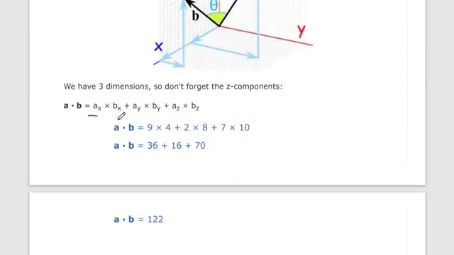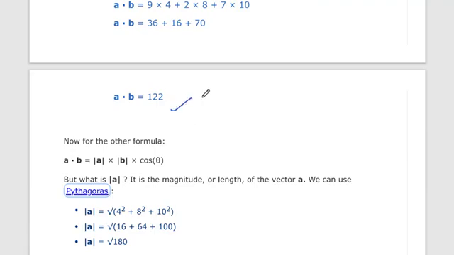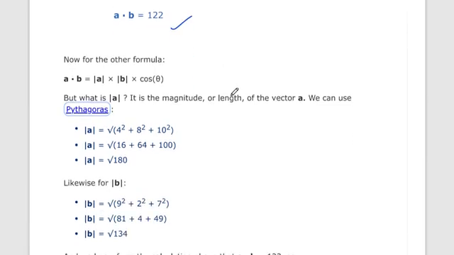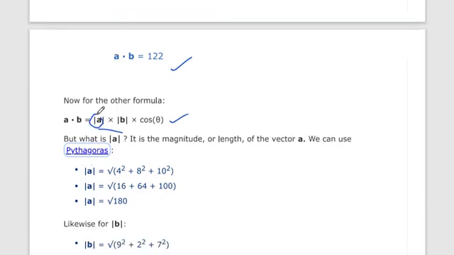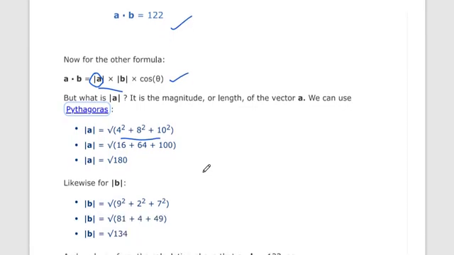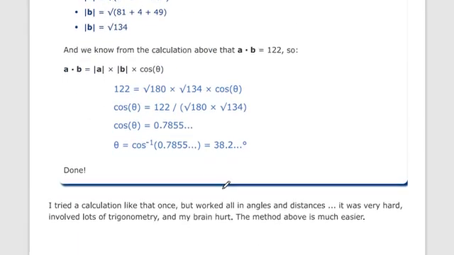It is simple. In two dimensions we only multiply ax and bx. Here we have to multiply az and bz as well, so we can get a dot b. The other formula will remain the same, only this formula will change. But here, what is the value of mod a? We have to solve it like this: x square plus y square plus z square. This is three dimensions. Earlier we discussed two dimensions. It is the same as two dimensions.